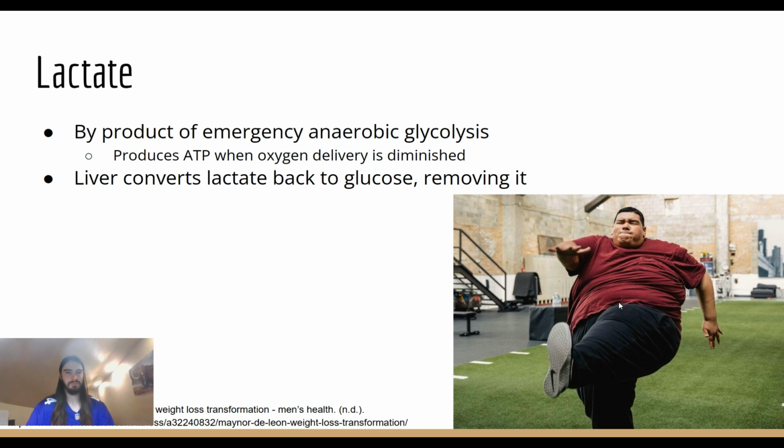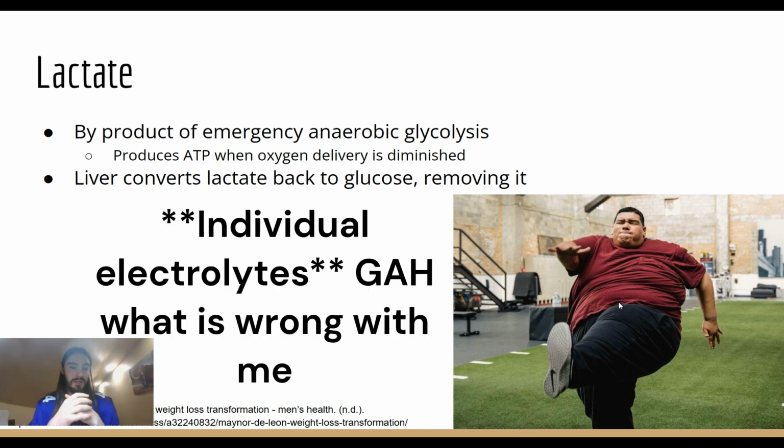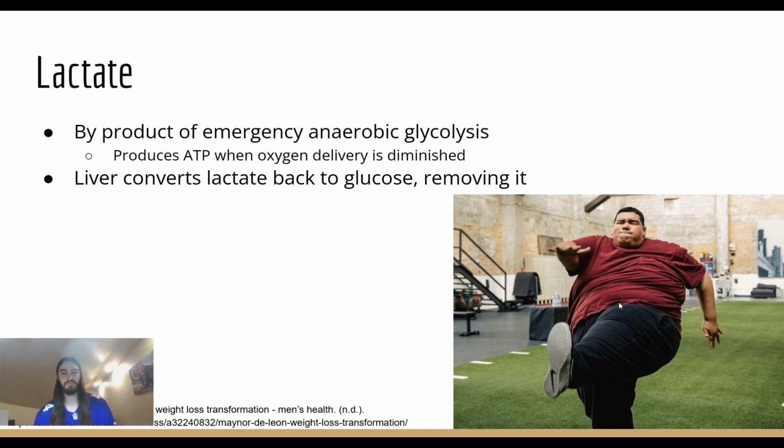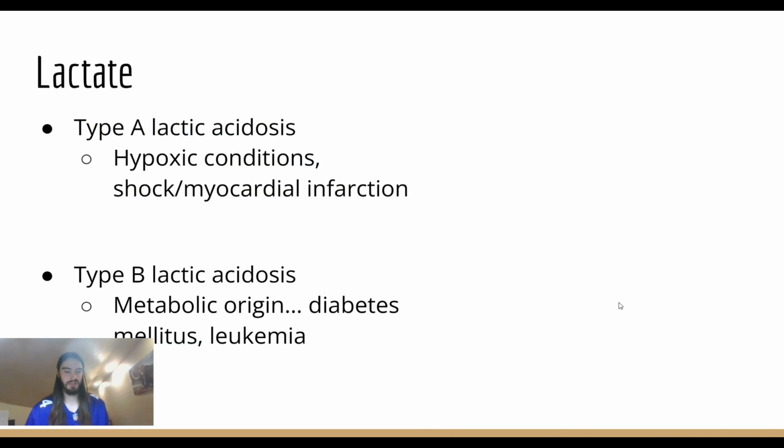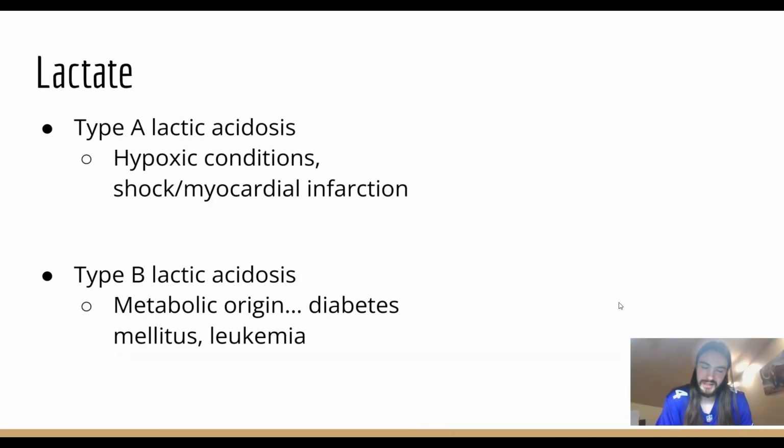All right, now lactate. I think this is the eighth one, the last of the individual electrolytes. Lactate, also known as lactic acid, is a byproduct of emergency anaerobic glycolysis, used to produce ATP when oxygen delivery is diminished, creating a couple of pyruvates. We all know that process. And then the liver, the one electrolyte not primarily regulated by the kidney and hormones, converts lactate back to glucose, removing it from circulation.